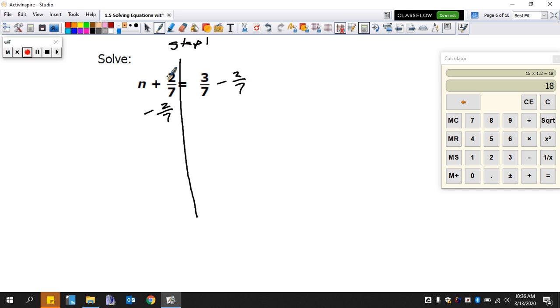So that cancels out. We're left with n is equal to, remember, if you're subtracting, you have to have a common denominator, which we do. We subtract the numerators. 3 minus 2 is 1, and keep the denominator, which is 1/7.